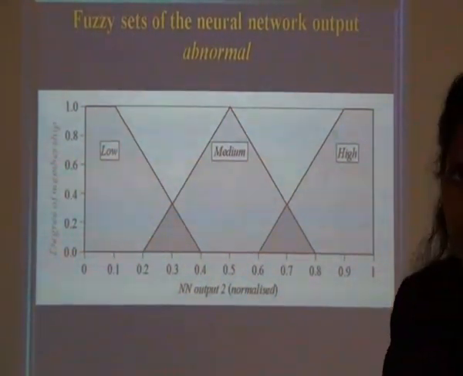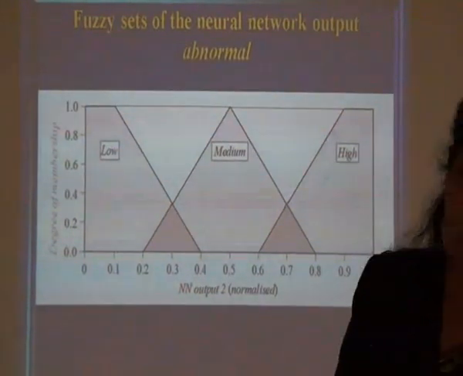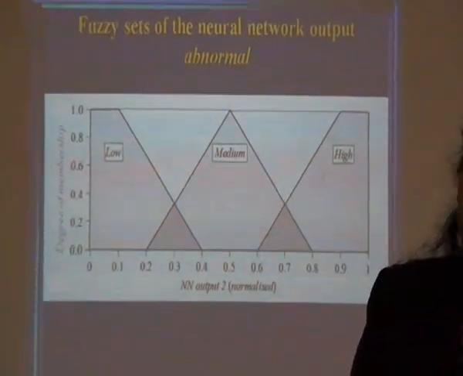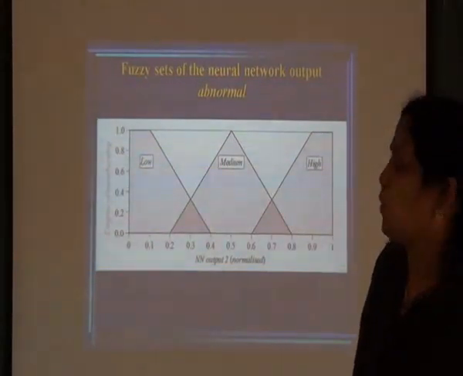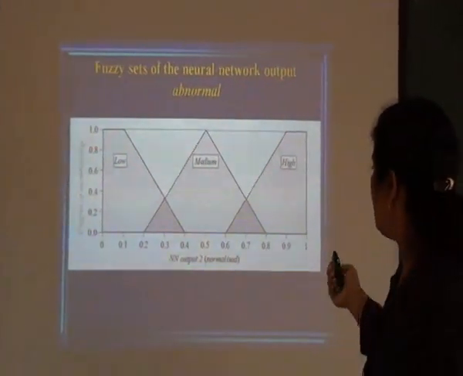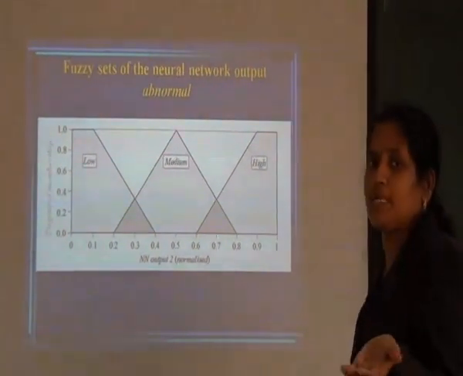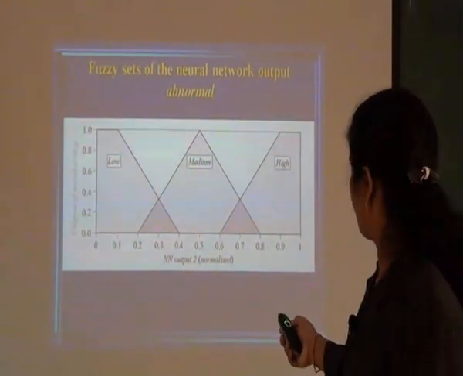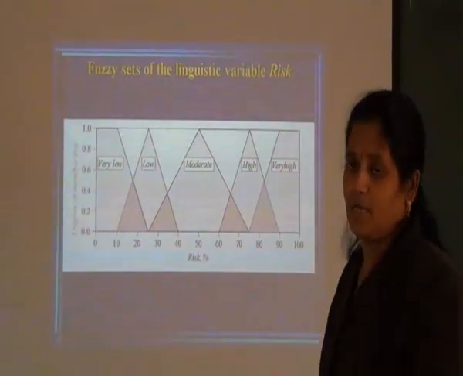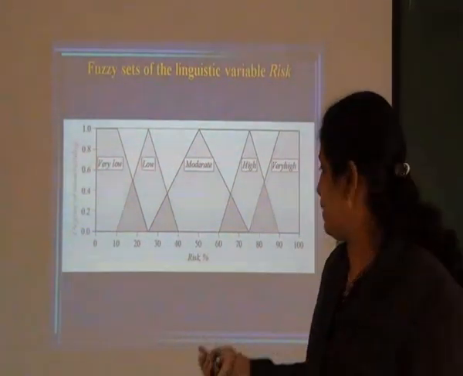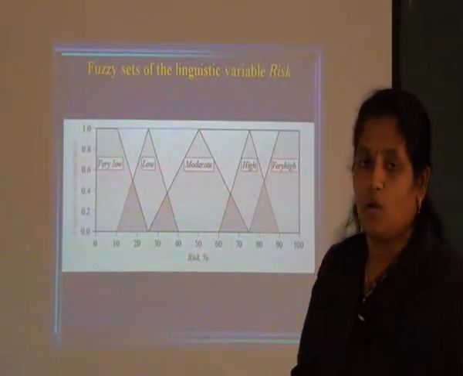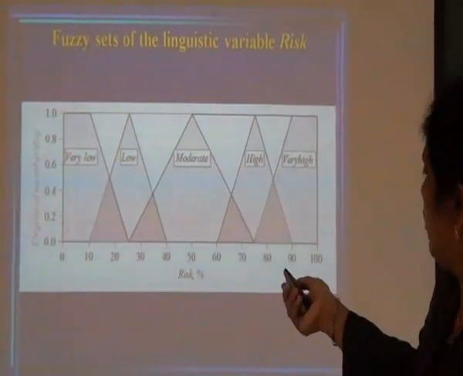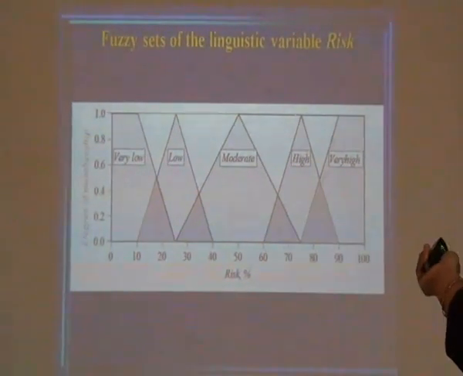So for each, instead of giving the crisp value, we are giving the fuzzy value. It can be low, it can be medium, it can be high. If somebody says medium, it can be any value, 0.2 to 0.8. The same way, the risk output can also be represented in this way. Instead of low and high, you can have very low, low, moderate, high, very high.